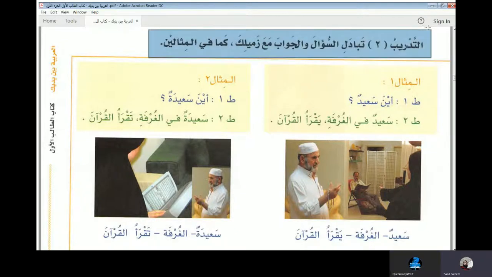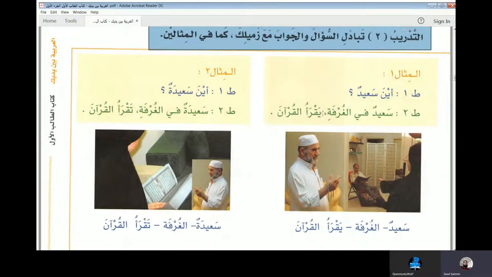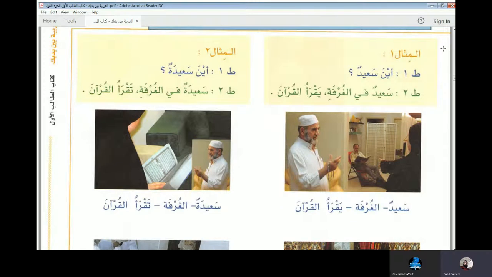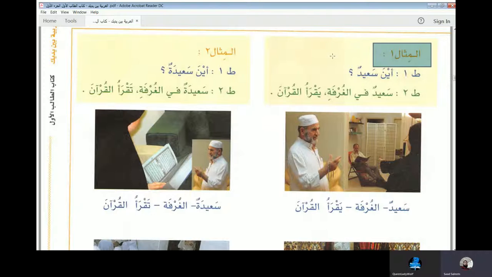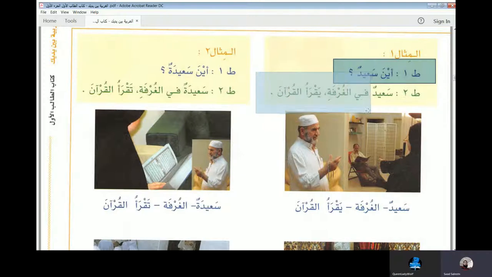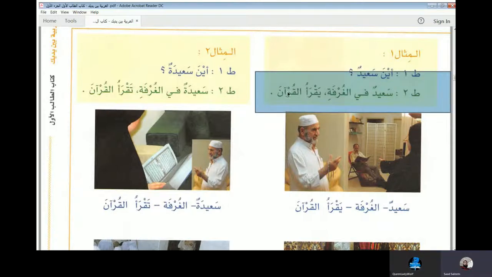Second exercise: تبادل السؤال والجواب مع زميلك كما في المثال. Exchange the questions and answers with your colleague as in the example. First example: أين سعيد؟ Where is Saeed? Then he will tell him: سعيد في الغرفة يقرأ القرآن. Saeed is in the room reading Quran.